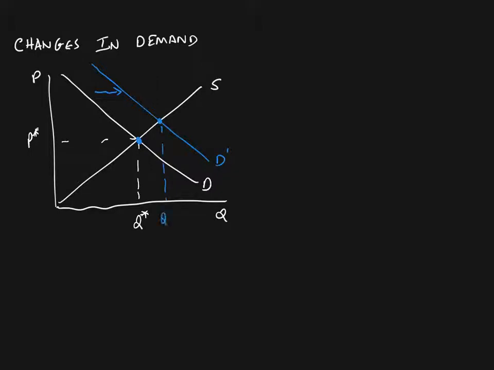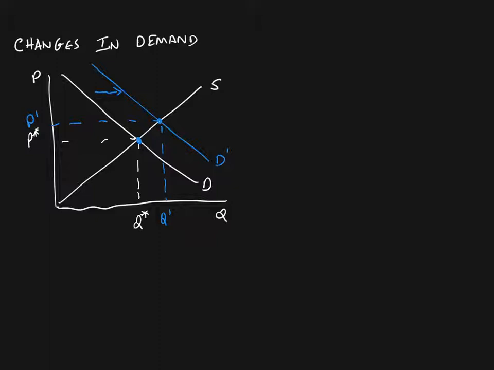And at this new equilibrium, this is going to be the quantity, Q prime. That's how many units get bought and sold in the market. And we expect the market price to rise to P prime. So we see the equilibrium quantity going up and the equilibrium price going up as well.